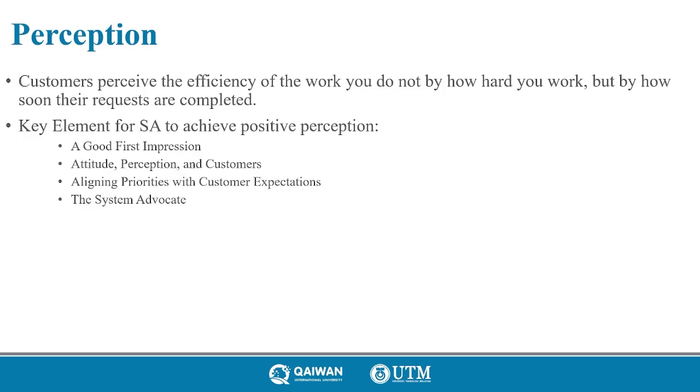Perception. Customers perceive the efficiency of the work you do not by how hard you work, but by how soon their requests are completed. Key elements for SAs to achieve positive perception are a good first impression, attitude, perception and customers, aligning priorities with customer expectations, and the system advocates.